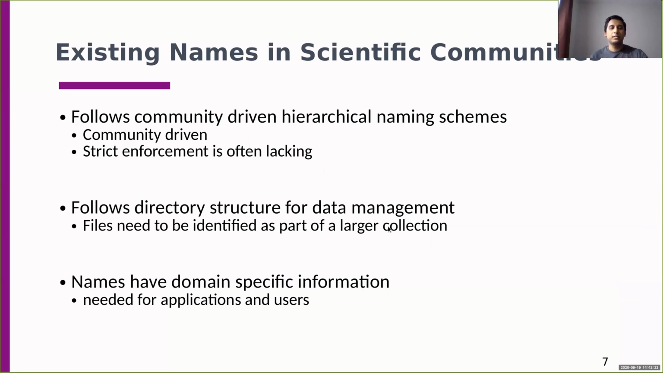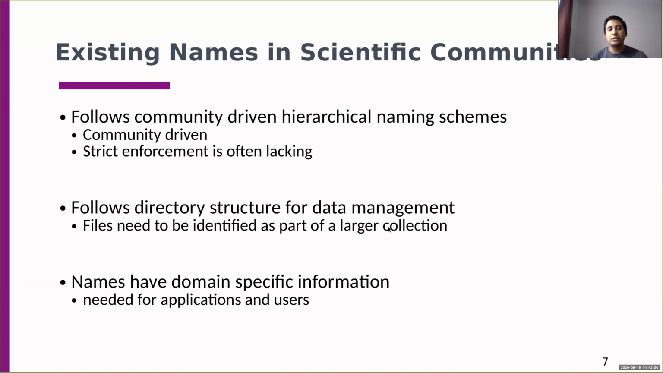The naming structure differs in different communities. Some communities use community agreed upon namespaces. For example, in genomics, you have the tree of life, so genus, species, subspecies, and so on. In some of the communities, the namespaces are an artifact of data management. So someone came up with a scheme that makes the most sense to manage their own data sets.